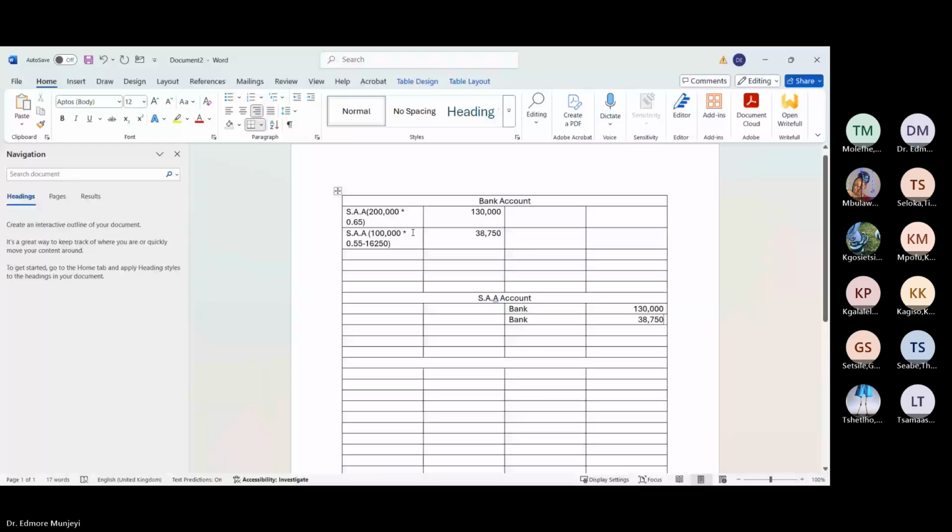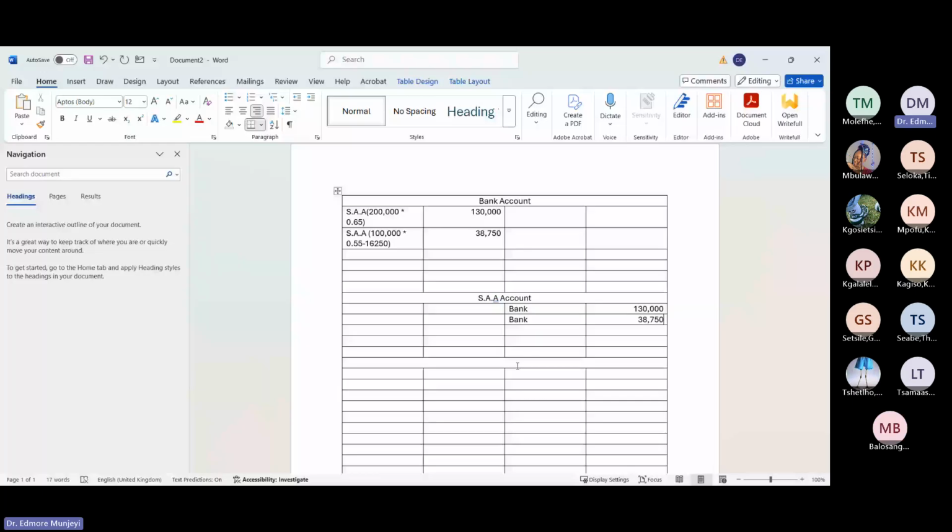Now, the next step is for first and final call. In first and final call, it was said 5,000 shares were forfeited. Someone failed to pay for 5,000 shares, and that leaves us with 95,000 shares for first and final call. That means we are going to say 95,000 first and final call in bank account.